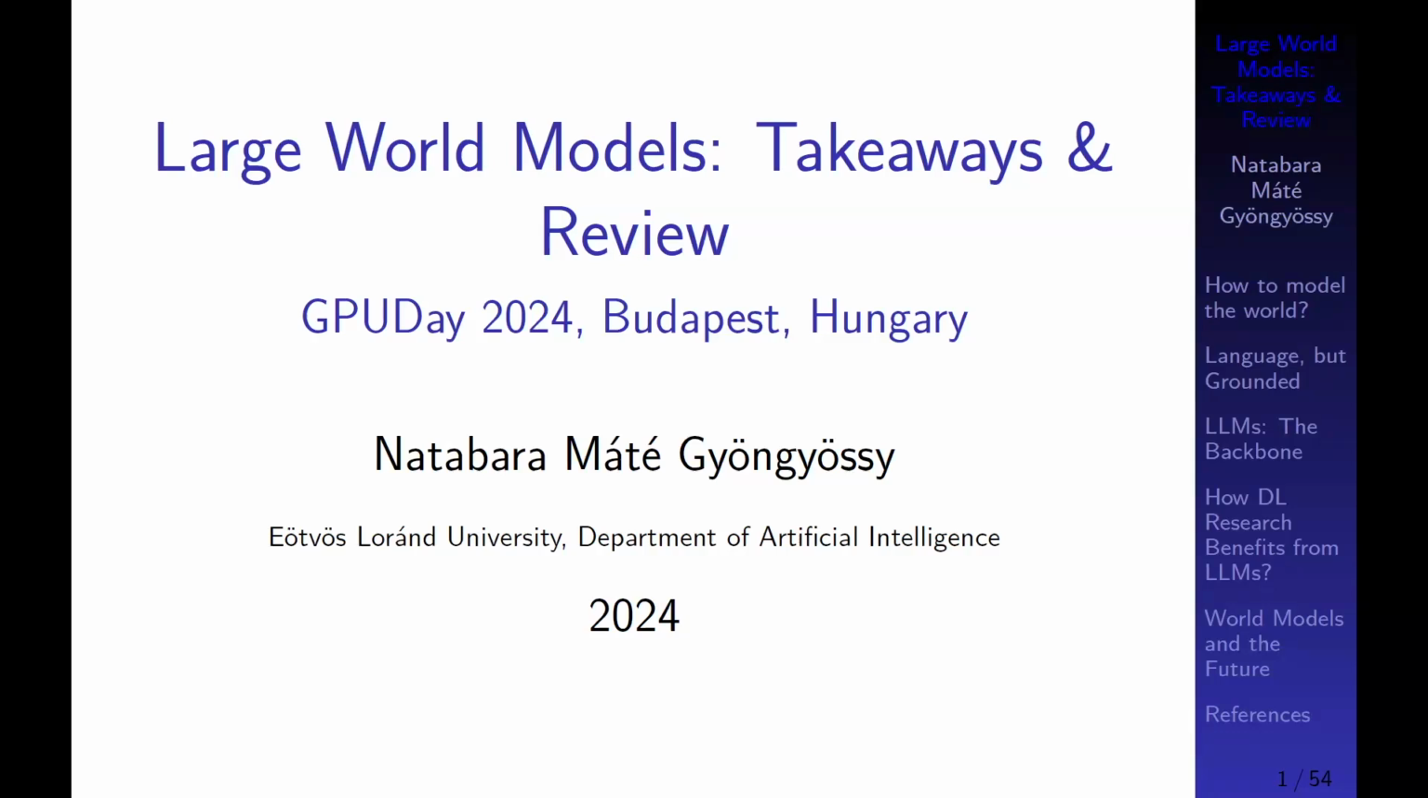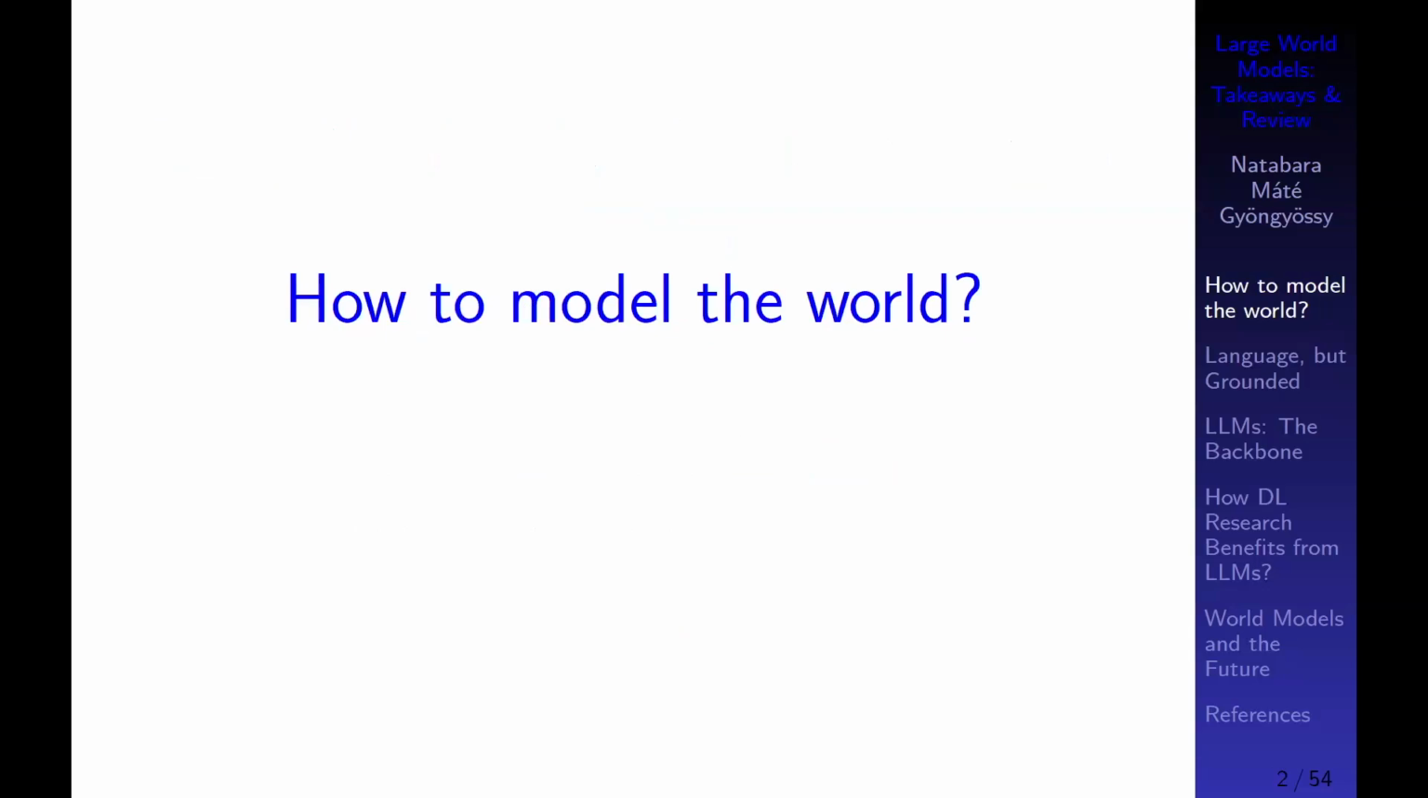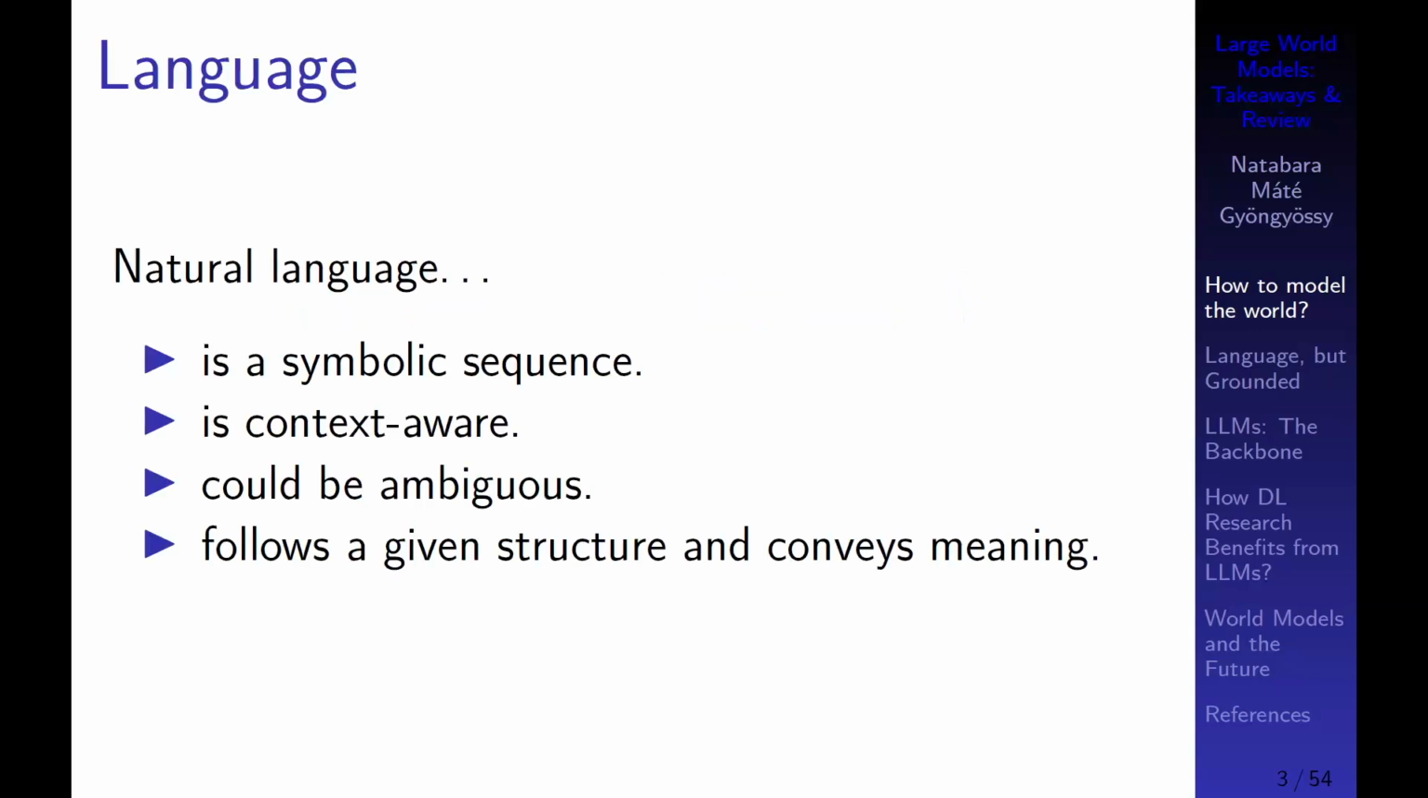I will talk about large world models instead of language models. You will see that this is a buzzword, but it has some extra meaning behind it. We can quickly pose the first question: how do we model the world? How to model the world itself? This can be answered easily by natural language. We model our world with natural language in our everyday life. We use a symbolic sequence in a context-aware manner, and this sequence can be ambiguous, follows a given structure, and conveys meaning.